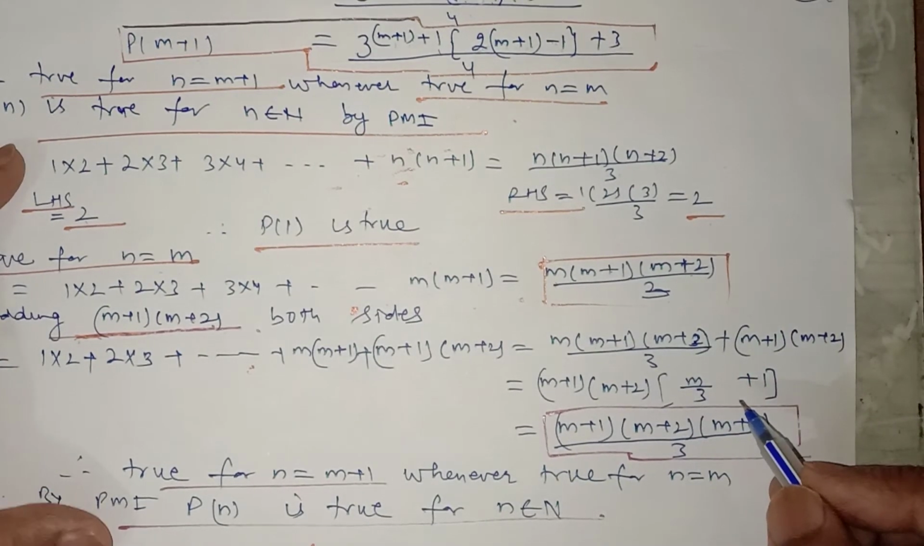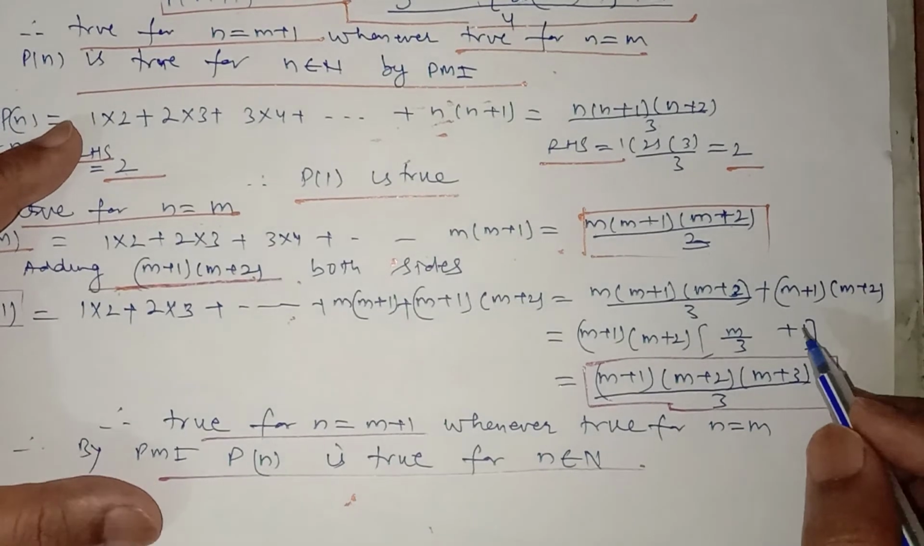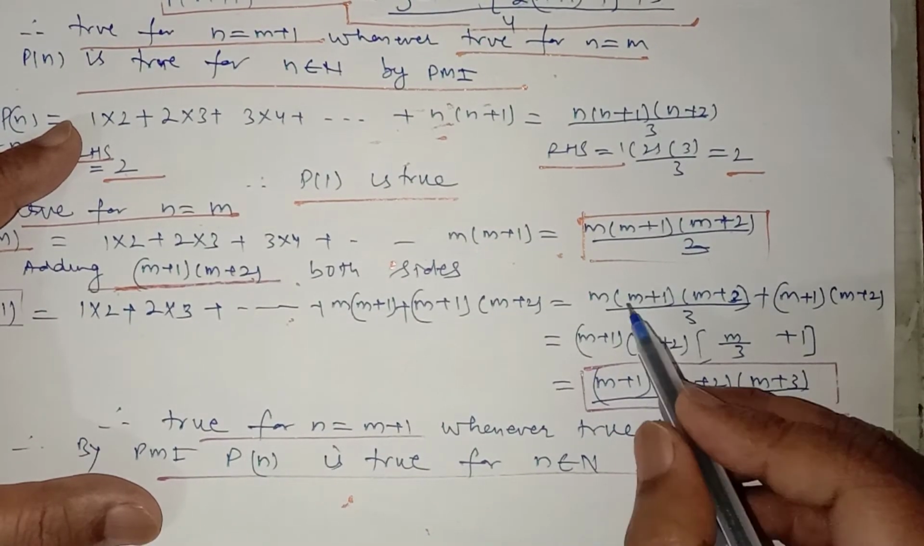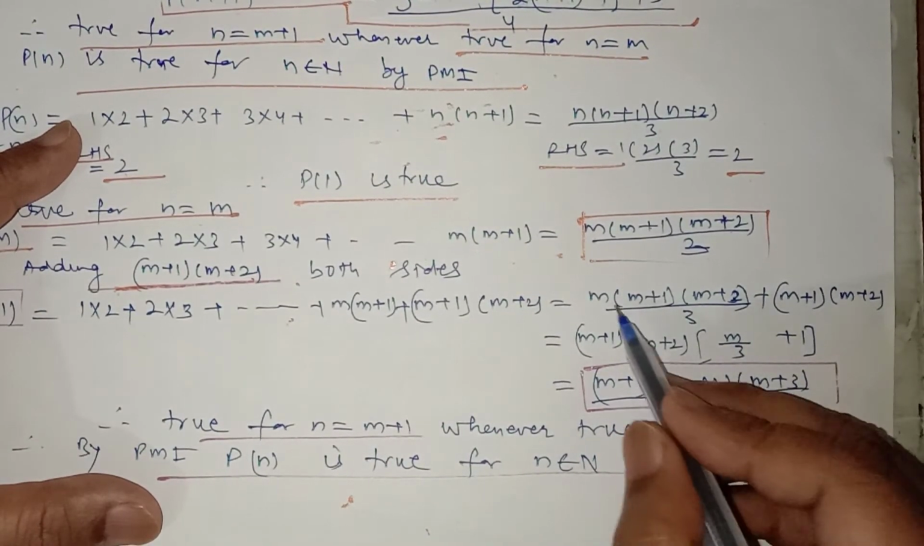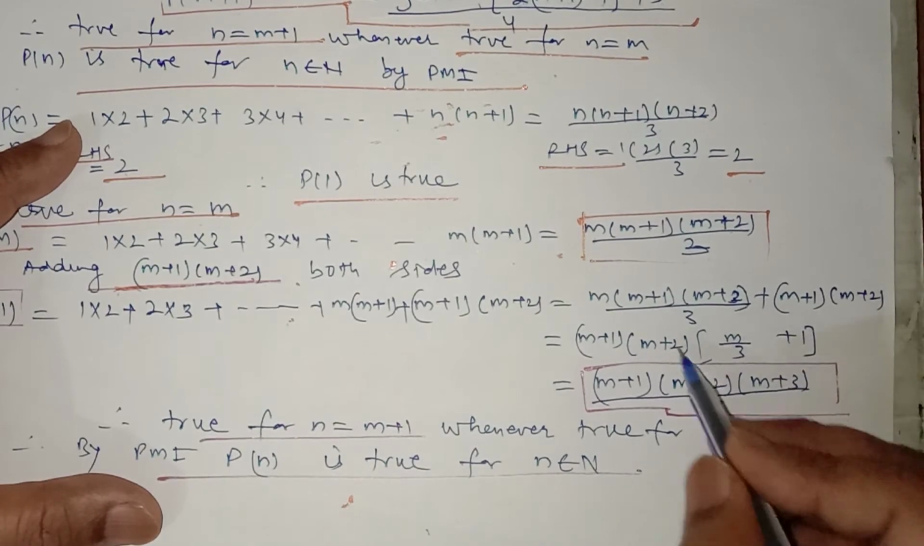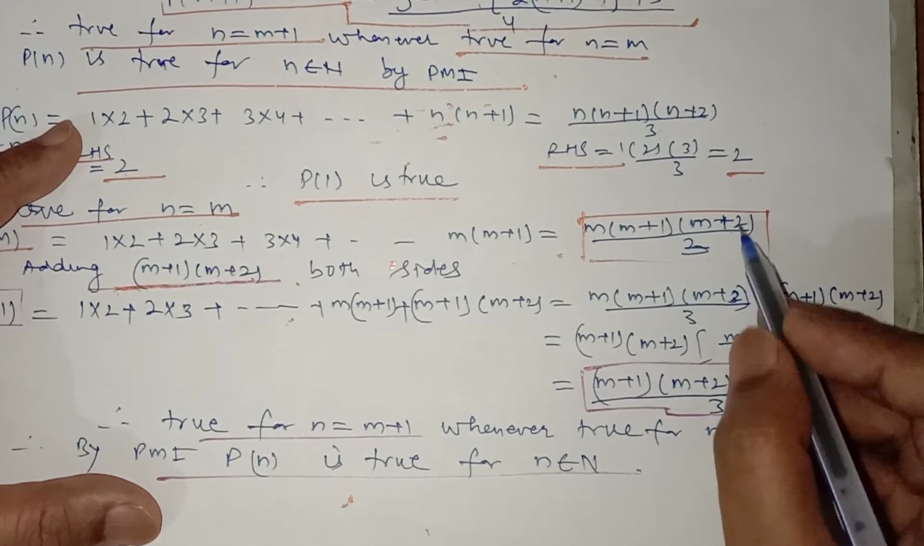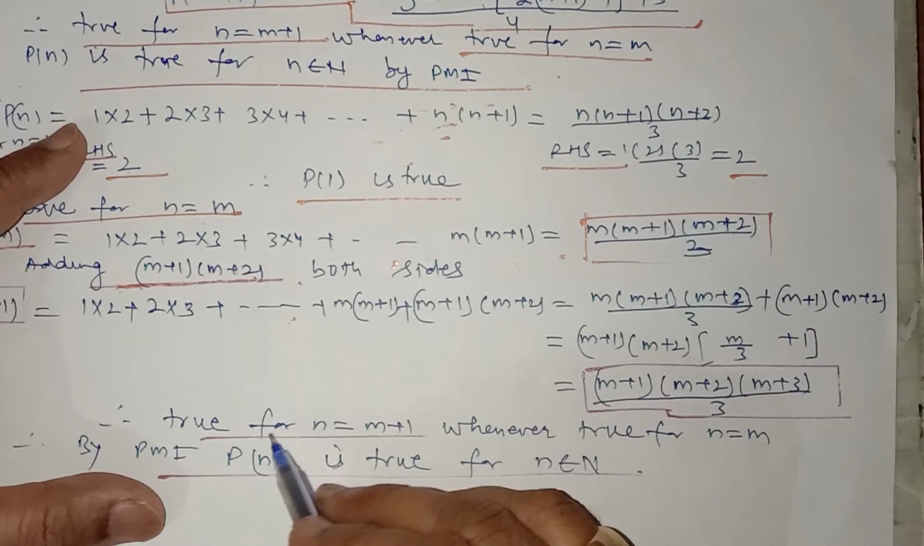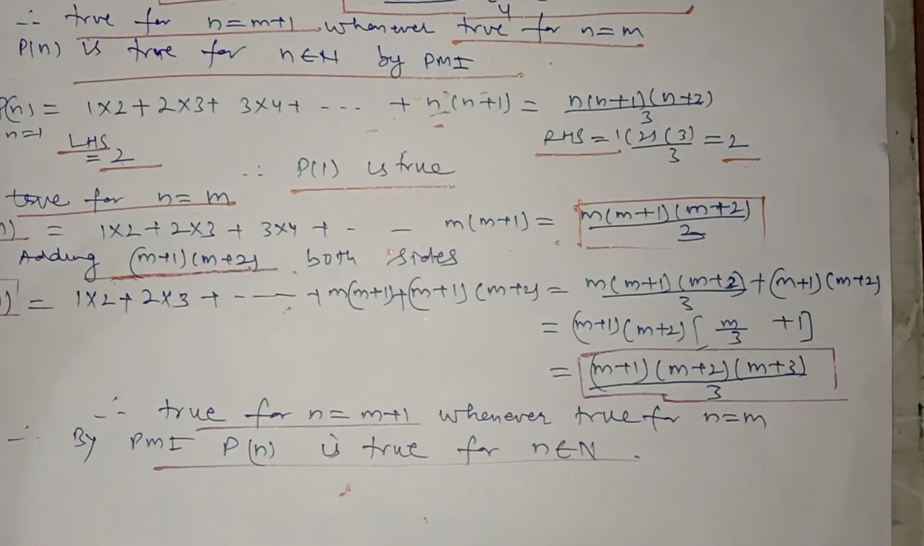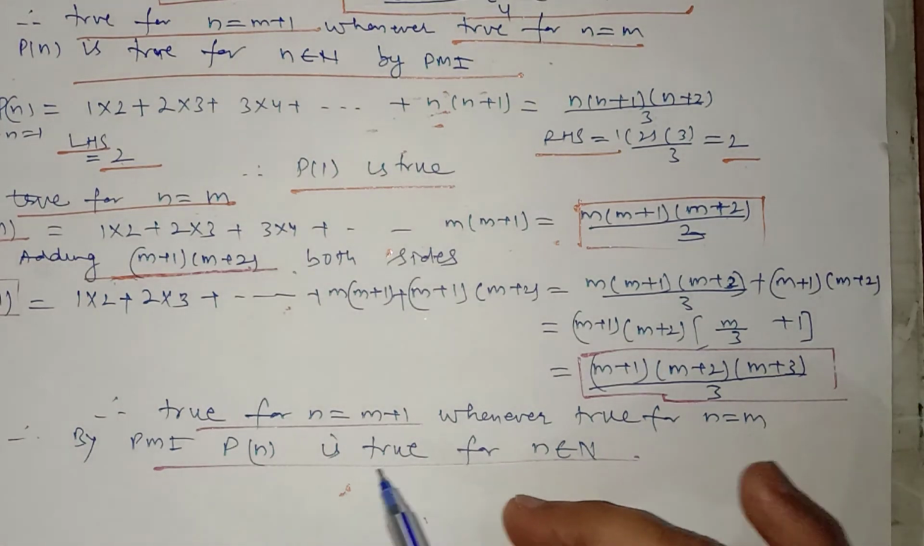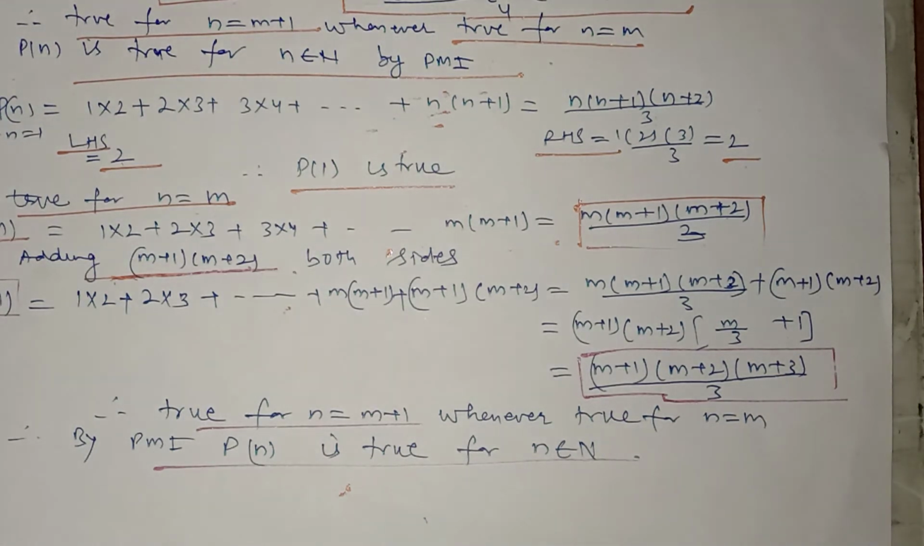This is the main step I already told you in the last question. So what you are getting common? You are getting m plus 1, m plus 2 common. So m upon 3 plus 1 added gives m plus 3 upon 3, which is the next term of this. So we can say that it is true for n is equal to m plus 1 whenever it is true for n is equal to m. So we can say that Pn is true for all natural numbers n.